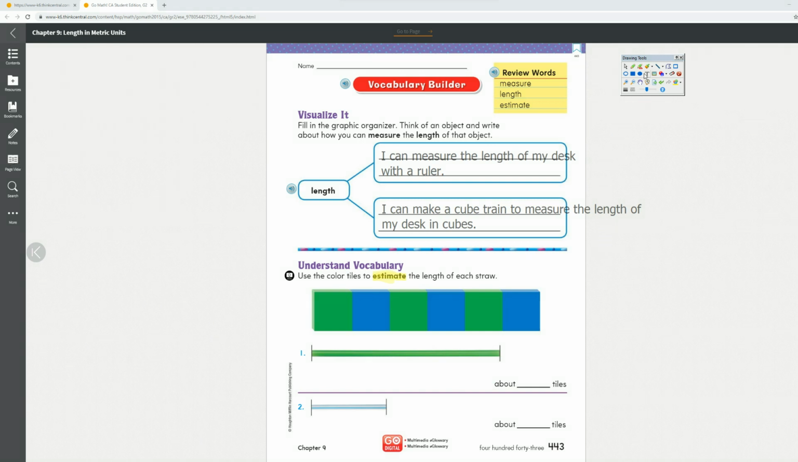Alright class, let's go over the answers. For number 1, you should have gotten 5 tiles. So you can kind of eyeball where it starts and where it ends and then count the amount, and we get 5 total. For number 2, if we just kind of line it up with our eyes, we can see that there's about 2 cubes, or 2 tiles.